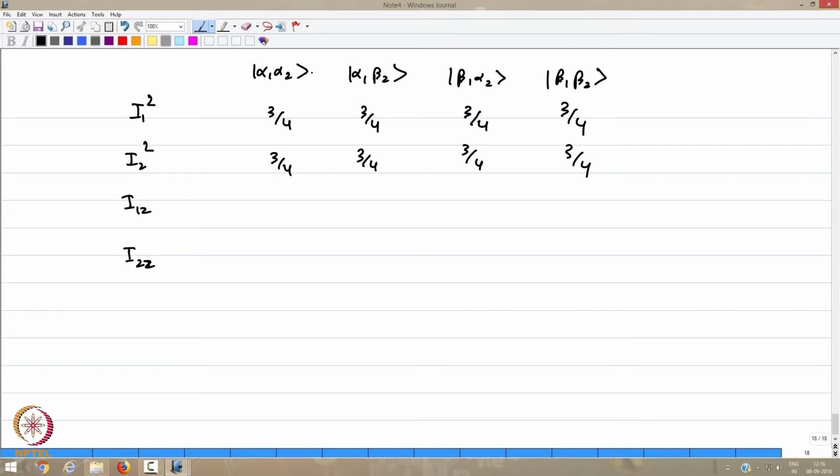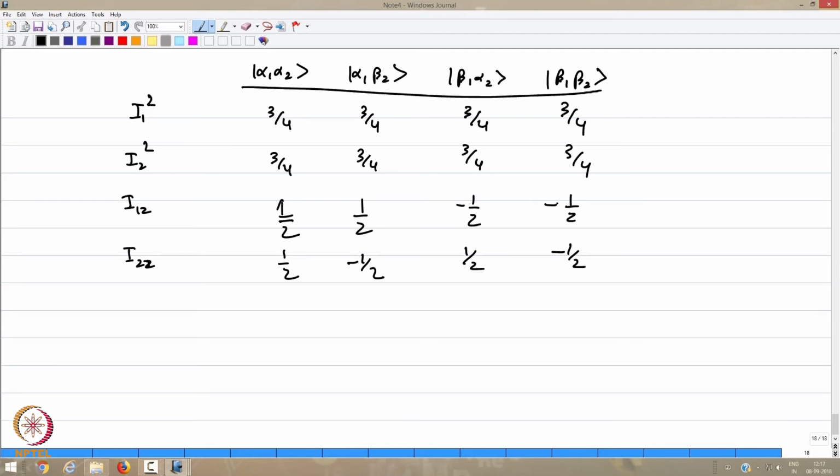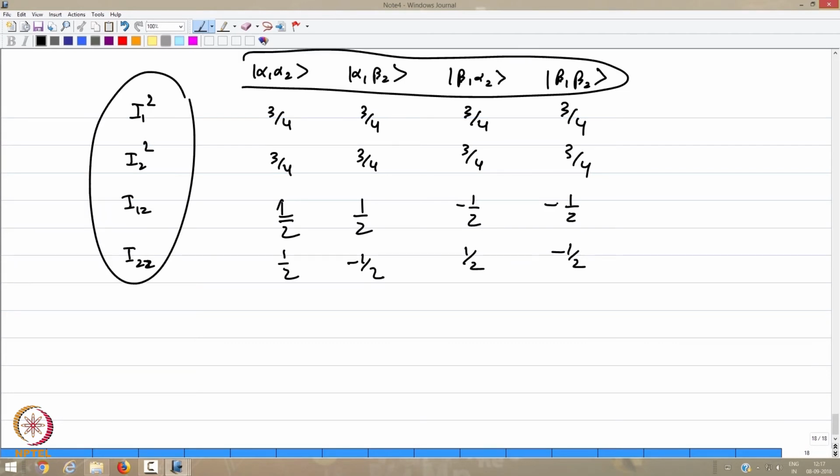And the I1z on this state gives you 1 half, I1z on this state gives you again 1 half, and I1z on the beta state gives you minus 1/2, and I1z on the beta 1, beta 2 state gives you minus 1/2, and this will be I2z acting on alpha 2 gives you plus 1/2, I2z acting on beta 2 gives you minus 1/2, I2z acting on alpha 2 gives you plus 1/2, and I2z acting on beta 2 gives you minus 1/2. Therefore, all these are eigenfunctions of these 4 operators.